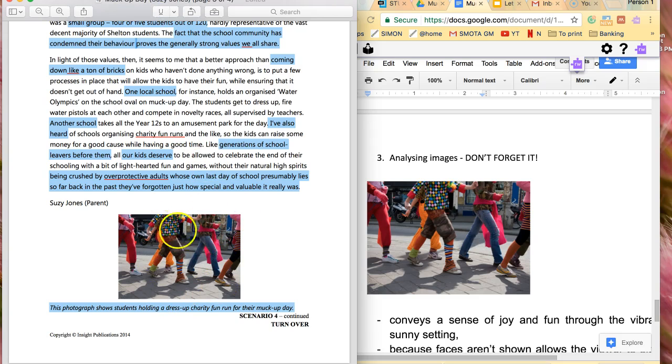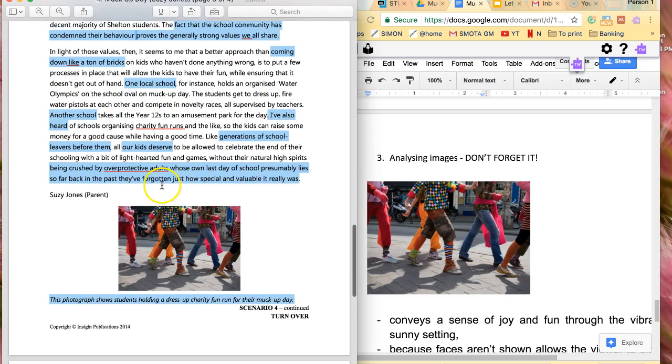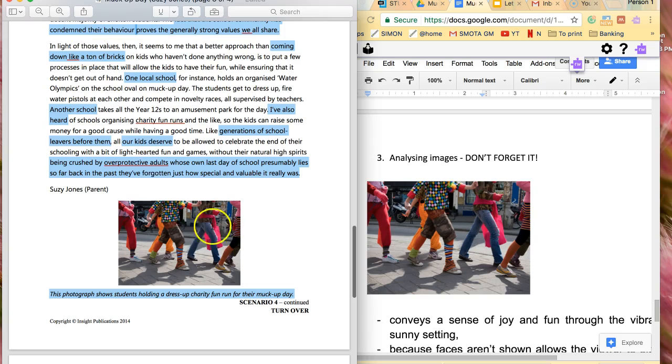And we can see it's bright and colourful. That suggests a really happy and fun vibe. None of that negativity that was mentioned in the background information about the vandalism and the graffiti and the small group of 4 or 5 students. They are the opposite of this great fun group who are out there having a good time and obviously doing something for a good cause.